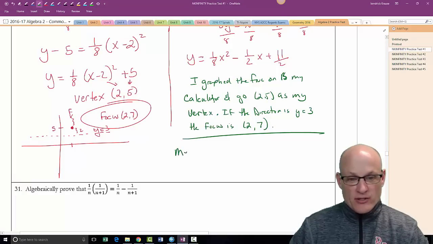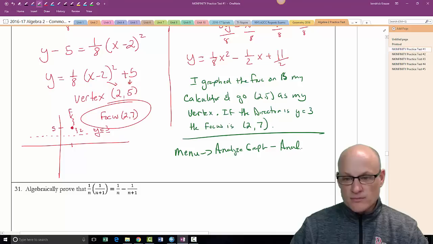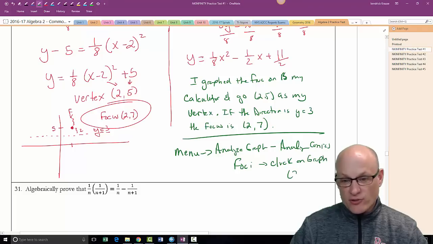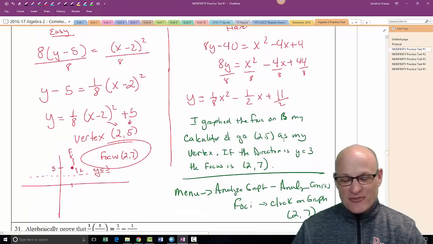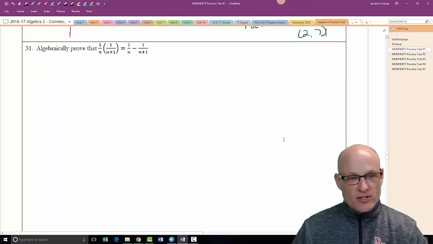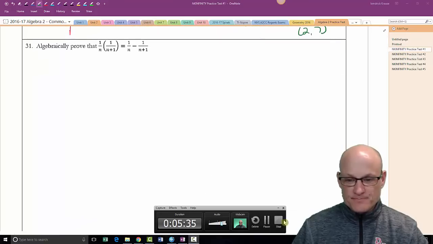And then, so how would I explain that? I would say menu, analyze graph, analyze conics, write this out, and then foci. And then click on graph. And then say it's 2, 7. Either way is fine. I like my first method the best. I think it's fastest. Shows more math, but whatever. Okay, that's that.